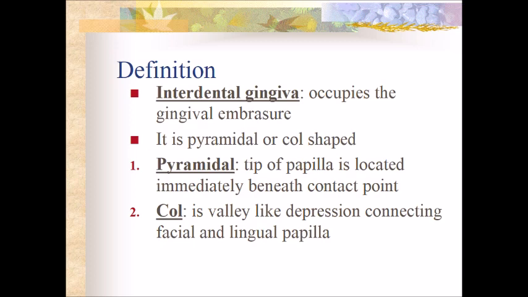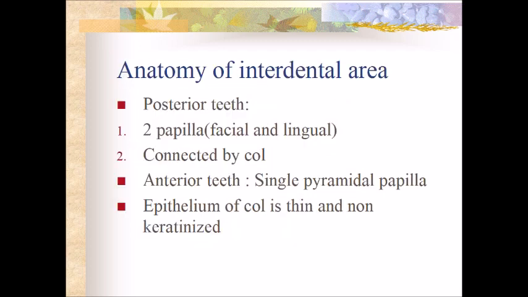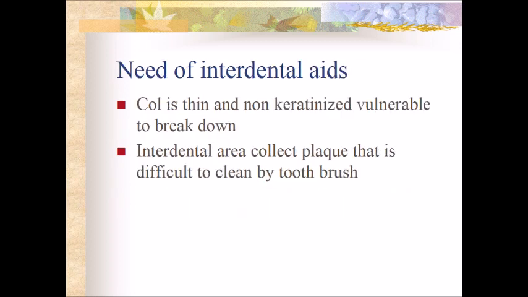Definition: interdental gingiva occupies the gingival embrasure. It is pyramidal or col shaped. Pyramidal, where the tip of the papilla is located immediately beneath the contact point. Col is a valley-like depression connecting the facial and lingual papillae. Anatomy of the interdental area: in posterior teeth, there are two papillae, facial and lingual, connected by the col. In anterior teeth, a single pyramidal papilla will be seen. The epithelium of the col is thin and non-keratinized.